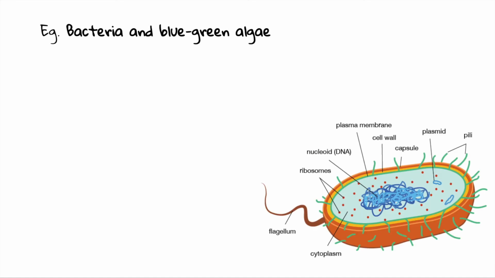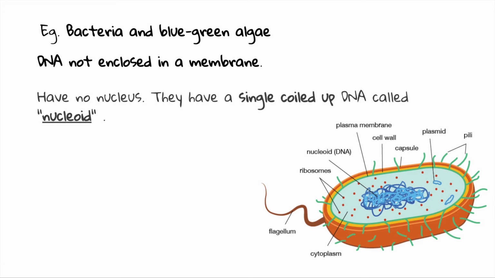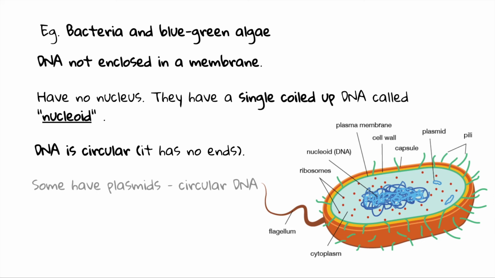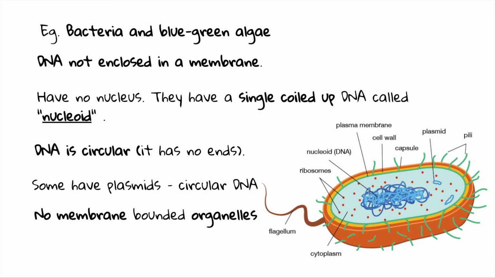Okay, so examples of prokaryotic cells are bacteria and blue-green algae. The DNA of a prokaryotic cell is not enclosed in a membrane. It has no nucleus. Instead, it has a single coiled up DNA called a nucleoid. The DNA is circular, so it has no ends. Some prokaryotic cells have plasmids, which are circular DNA, and there are no membrane-bounded organelles. The prokaryotic cells are not compartmentalized, and they have very small ribosomes, 70S ribosomes.